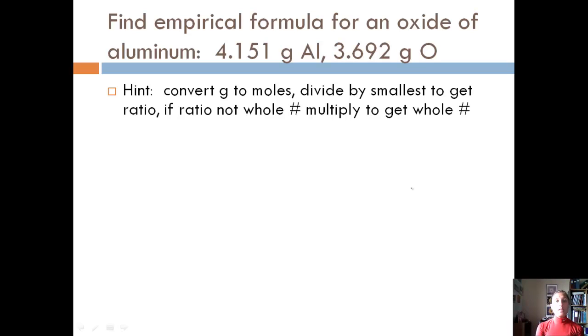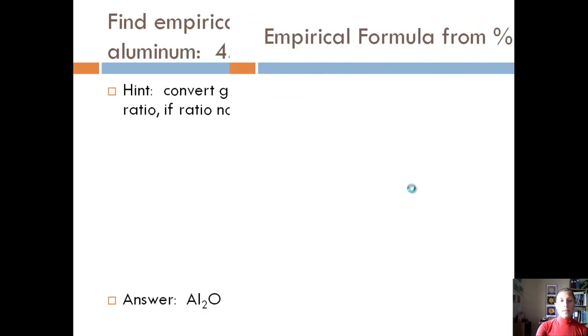If you end up with a ratio that is not a whole number, which, hint, hint, you will, then you need to decide what integer to multiply all your ratios by in order to get whole numbers. So try that. This should be your answer, but pause the video, try it on your own, and then we will go over it together as a class. Make sure you pause the video for now, but I'm going to go on to the next slide.